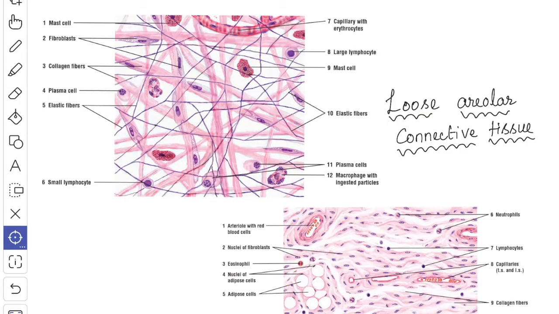In this video, we'll study about the different forms of connective tissue. First, we'll see about the loose areolar connective tissue.